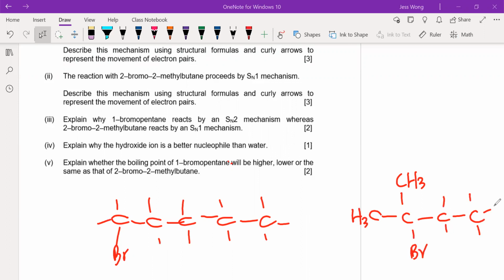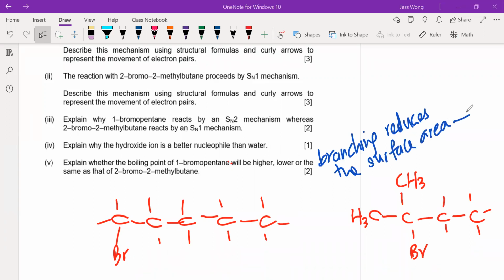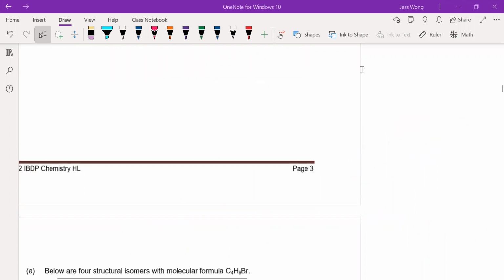Right? So the concept here is about branching. Branching reduces the surface area. When branching reduces the surface area, the effect on the intermolecular force will be weakening the London dispersion force, right? So over here, we are talking about the weakening of the London dispersion force due to increased branching, reducing surface area. All right, so that's the idea here. In your answer, you must talk about branching, surface area reduced, weakened LDF. With that, let's move on to the next question.